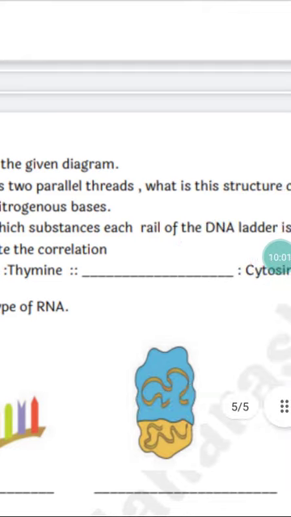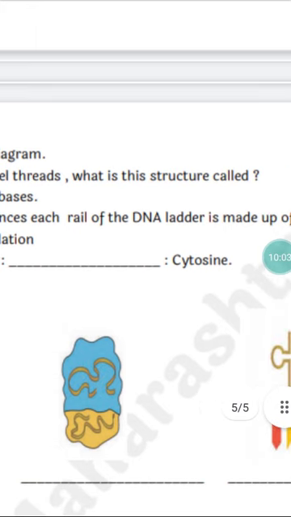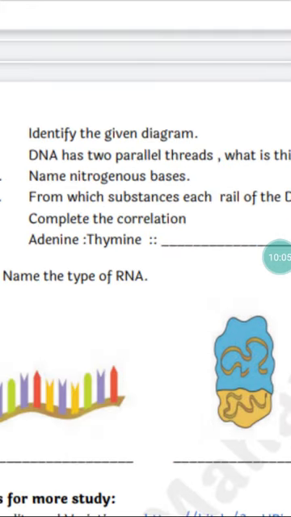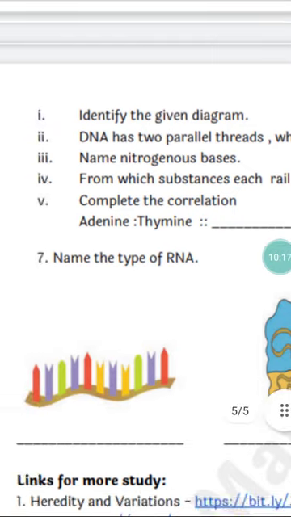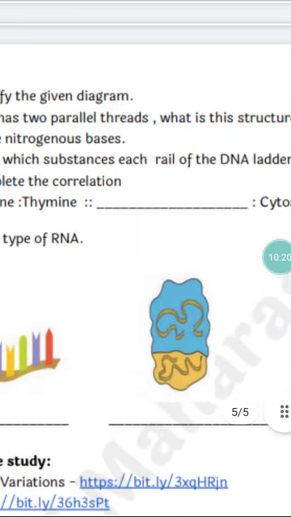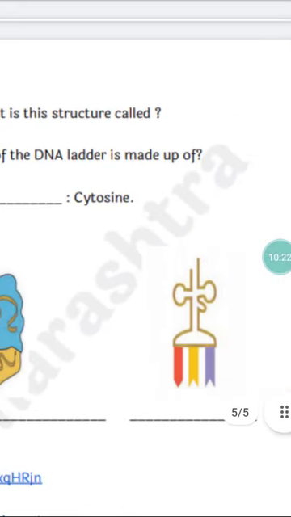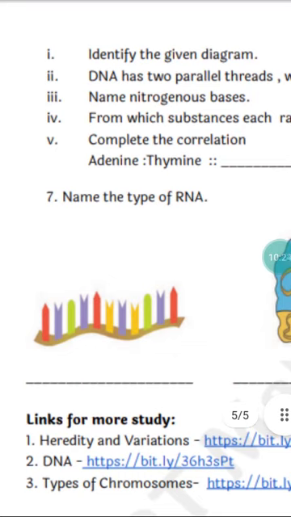DNA has two parallel threads. What is it? It is a double helical structure. The given diagram is of a DNA molecule. Name the nitrogenous bases. The nitrogenous bases are adenine, guanine, thymine and cytosine. Then the next is, from which substance is each rail of the DNA ladder made up of? It is made up of deoxyribose sugar and phosphoric acid, the phosphate group, you can write.